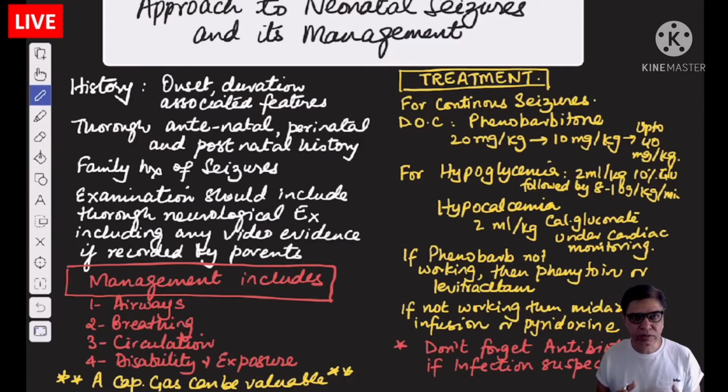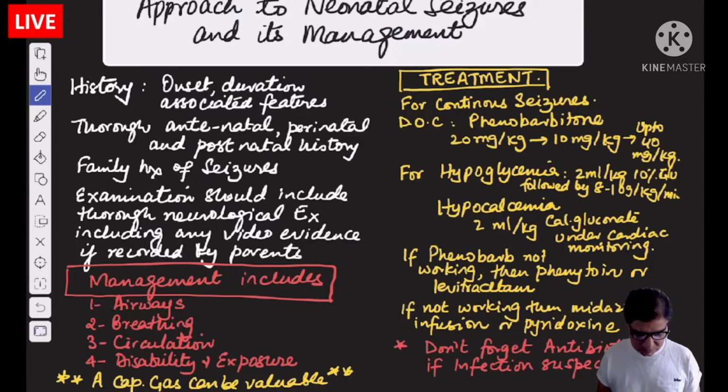After that, you look at the breathing. You will see what the breathing is, what the oxygen sats are, and if needed, you can give them oxygen. Breathing followed by circulation. In circulation, you look at the cap refill time, the heart rate, you might even look at the blood pressure and the color of the child, and obviously if needed, you would give a fluid bolus, or do accordingly depending on your findings.